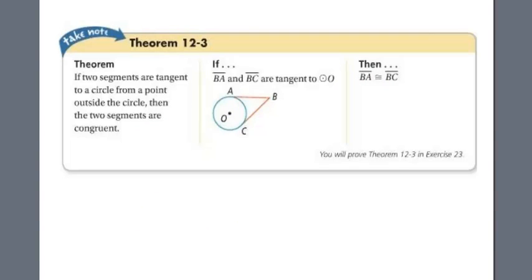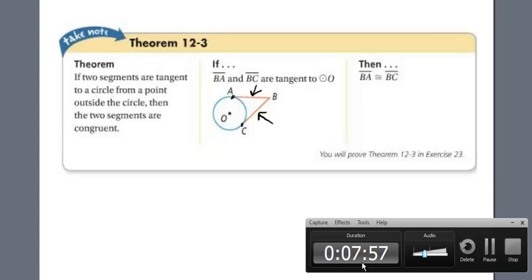Okay, now this is very important as well. If two segments are tangent to a circle from a point outside the circle, then the two segments are congruent. Which simply means that if AB is tangent to circle O and BC is tangent to circle O, then this measurement right here and this measurement right here are the same. So let's try a practice problem with that.